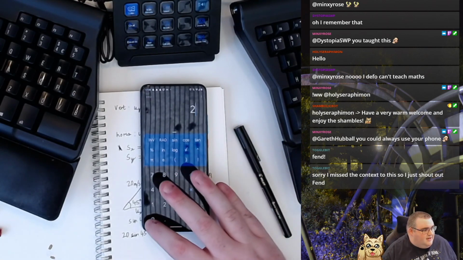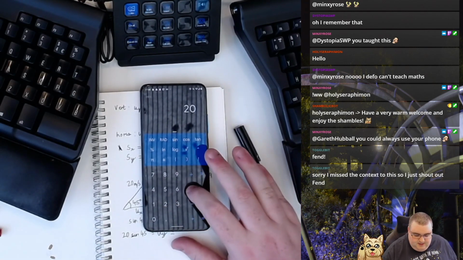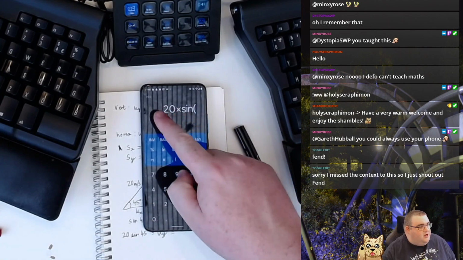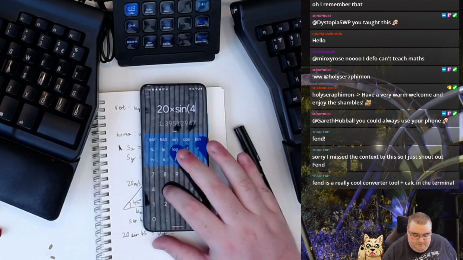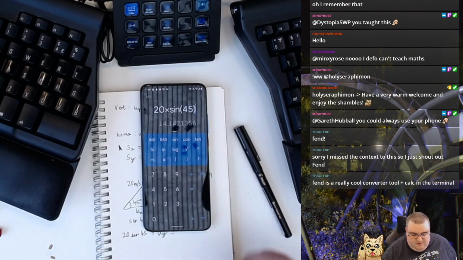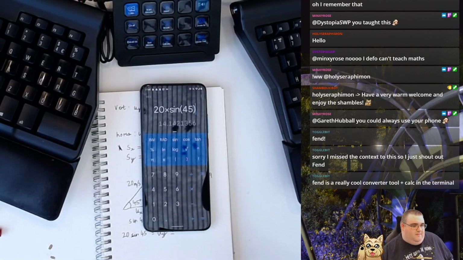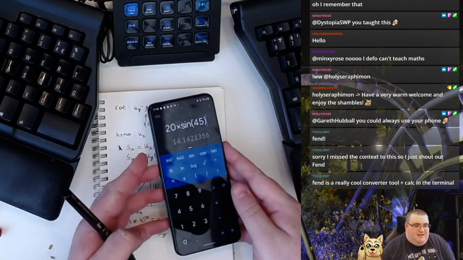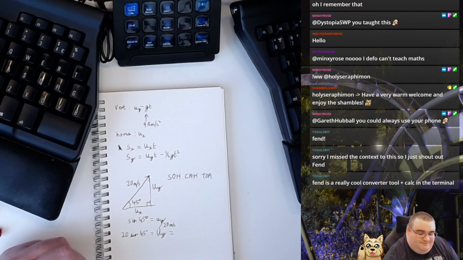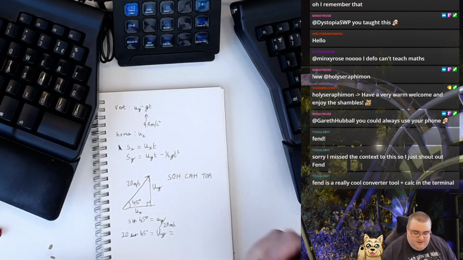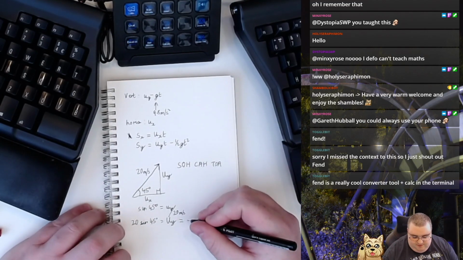Okay, so let's say 20 times sine of... We're in degrees mode. This is the thing. Remember to be in degrees mode once you're doing this. So 20 times sine of 45. 14.14. I will take that. Fend is a really cool converter tool and calculator in the terminal. Yeah, but... Meh. So let's say that's 14.14.